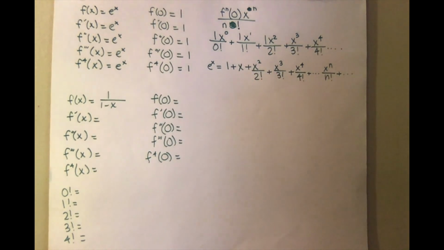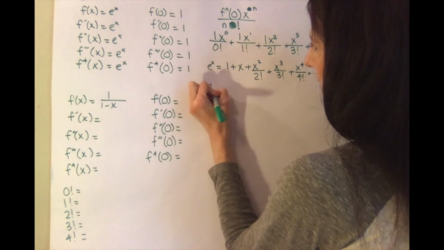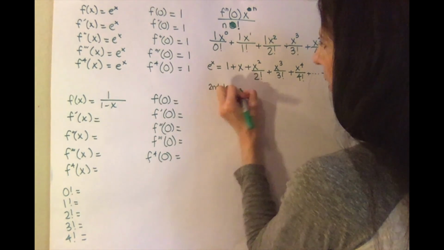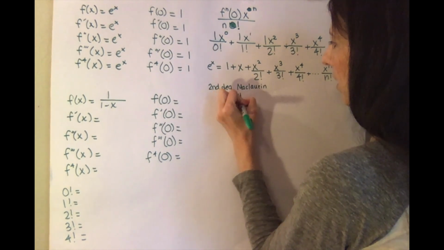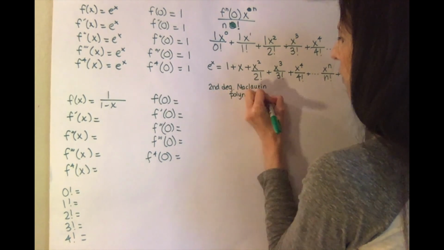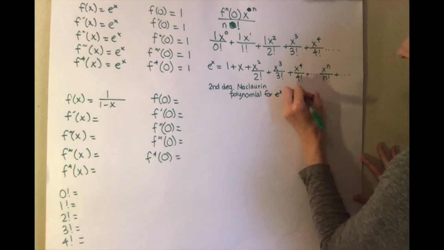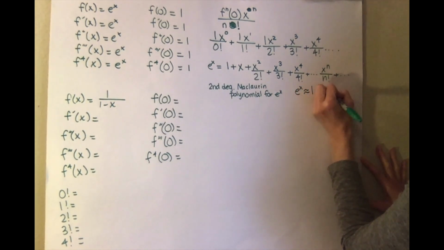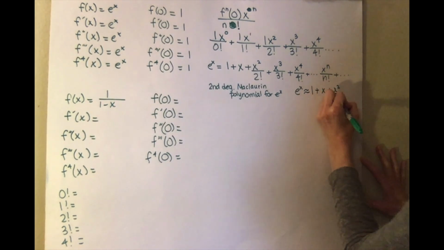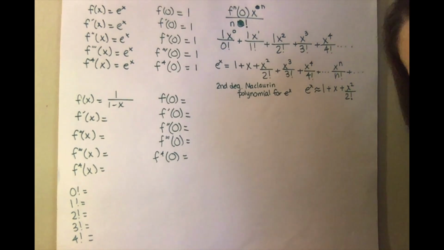Okay, so again, this is the Maclaurin series for e to the x. It's an infinite series. If I wanted, say, the second degree Maclaurin polynomial for e to the x, that would be e to the x is approximately 1 plus x plus x squared over 2 factorial. It's an approximation. It's a polynomial with a finite number of terms.